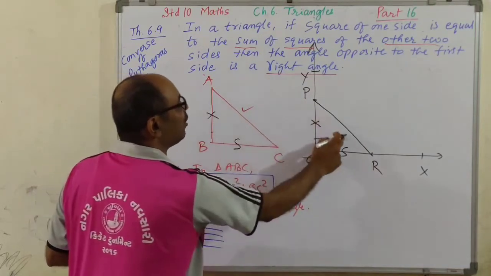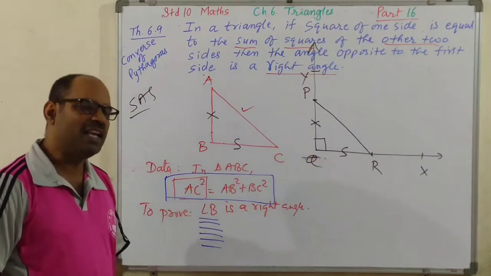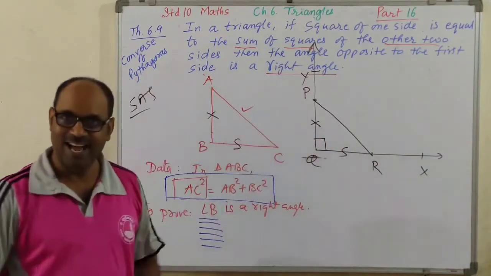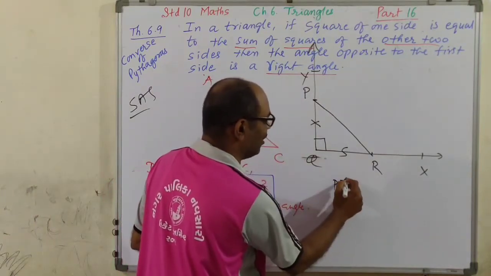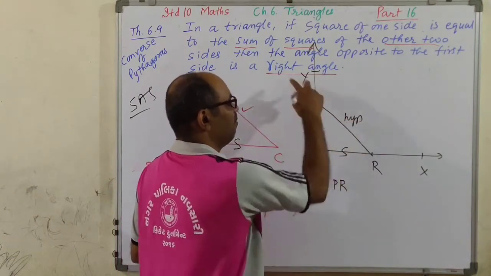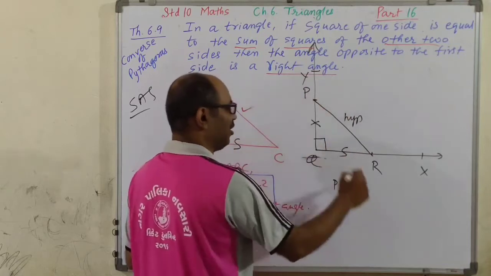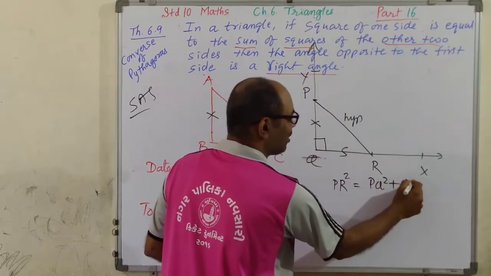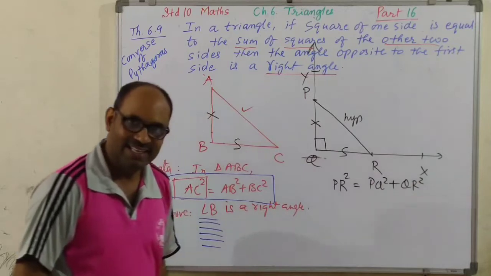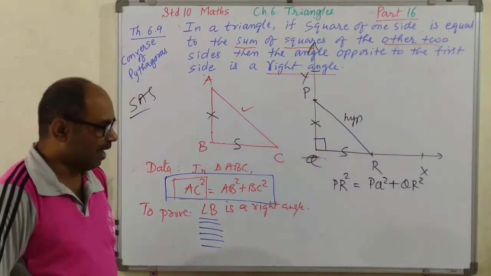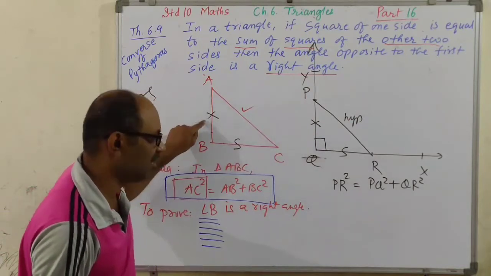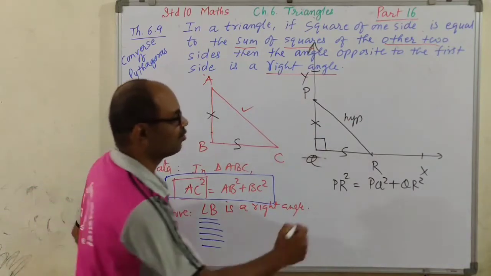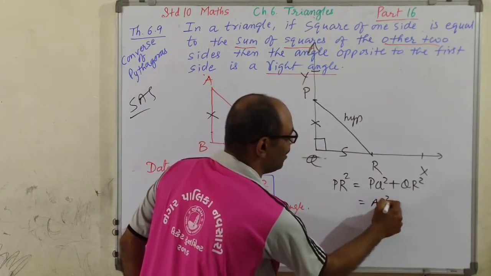Is AC equal to PR? Let's see. Now this is a right angle triangle, correct? So the Pythagoras theorem can be used, where the hypotenuse is PR. So PR square is equal to PQ square plus QR square. Correct? Now what do we do? Look, PQ cross mark, AB cross mark. So PQ is equal to AB. So PQ square is equal to AB square.